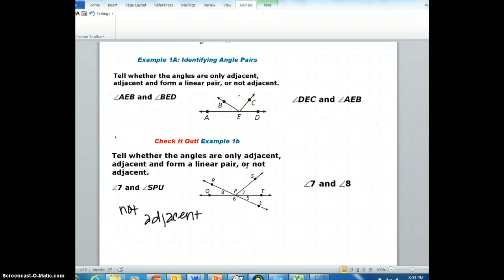How about angle 7 and angle 8? Here's angle 7 and here's angle 8. This looks very similar to the problem that we just did above it. Again, they share a vertex, but they have a big gap in between the two of them, so they don't share a side at all. So if they don't share a side, then they can't be adjacent. This is another example of angles that are not adjacent, which again means that they also can't form a linear pair.